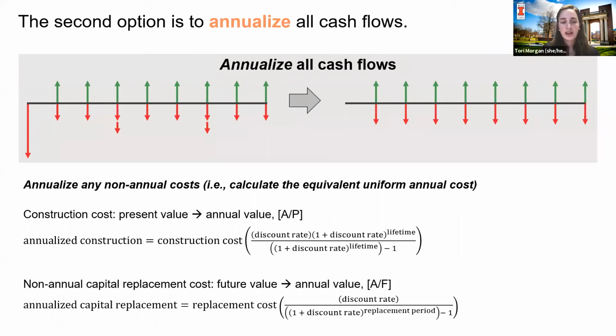And then the non-annual capital replacement cost is converting the future value to the annual value. You can see it's similar for the capital replacement as well.